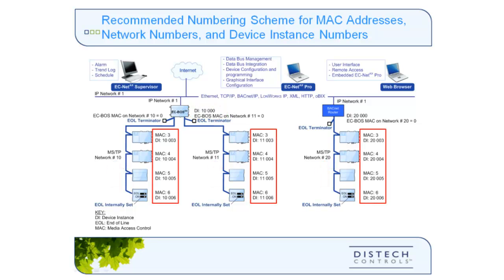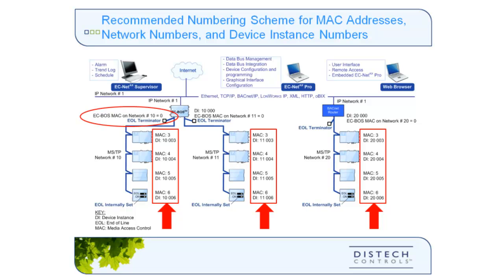These groups of numbers are the BACnet device instance numbers. Unlike a MAC address, remember a device instance cannot be reused elsewhere in the BACnet internetwork. It must be unique. These numbers are obtained by multiplying the ECBOS MSTP network number by 1,000 plus adding on the MAC address. For example, here the controllers are numbered starting with 10,003, 10,004, 10,005, and so on. And the next groups of numbers are numbered in the same manner, but for network 11 and network 20. So for network 11 you have 11,003, 11,004, 11,005, and so on, and the same for network 20.